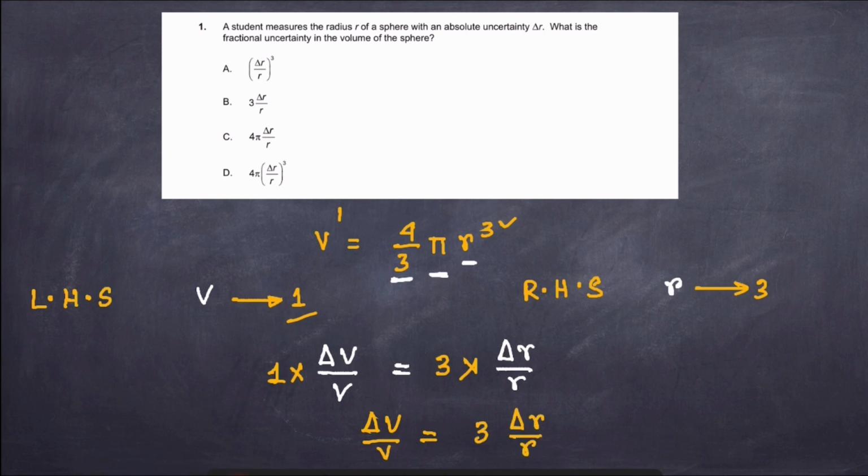So this is the fractional uncertainty in the volume of the sphere. Why? Because delta v is the absolute error divided by the measured value, so this is the fractional error. This will be equal to 3 times delta r by r. So the correct option to this question will be option number B.